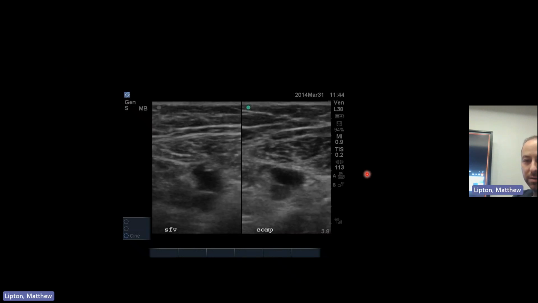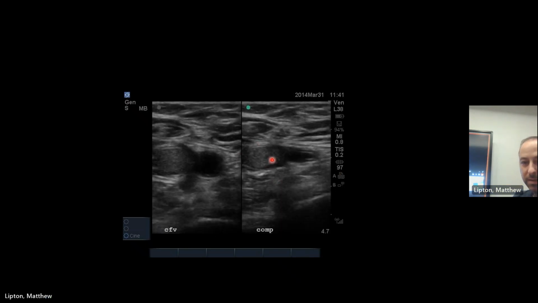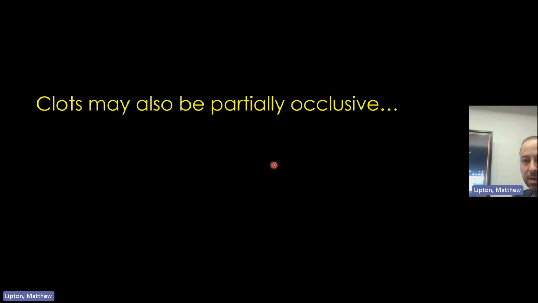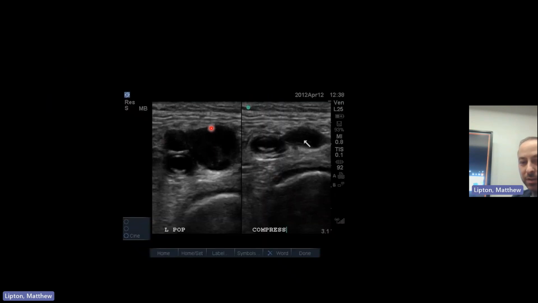So here's another compression. Notice the echogenic clot. Here's another one. DVT right here. Another one right here. So it doesn't have to be fully occlusive. Here, you might be able to see there's something echogenic in there, and with compression, there is still a clot here. Looks like an arterial clot over here, but they're not fully compressing the vein over here with a lot of pressure. So there is still a DVT over here.